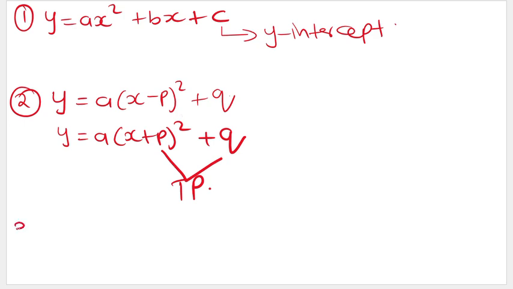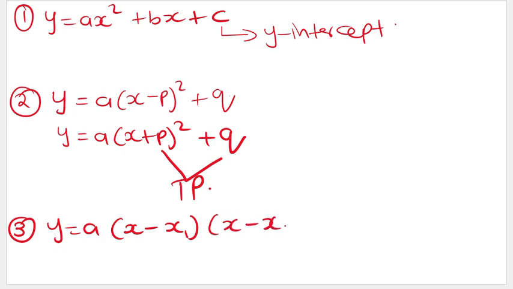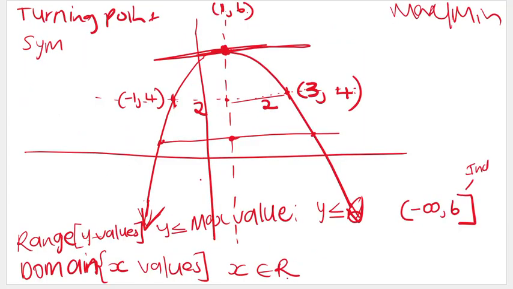And then the third form is y equal to a(x minus x1)(x minus x2). On this one, this x1 and x2 represent the intercepts. So x1 and x2 represent the x-intercepts. So remember, a parabola function can either have 0 intercepts, 1 or 2. So this case here, it has 2 x-intercepts.